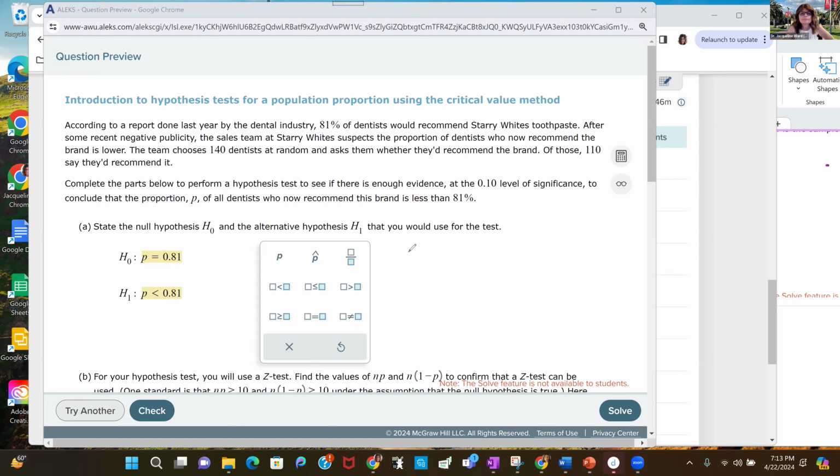All right, so you've got P. You're doing a sample of 140 dentists. 110 of the 140 would recommend. So that is the sample proportion.